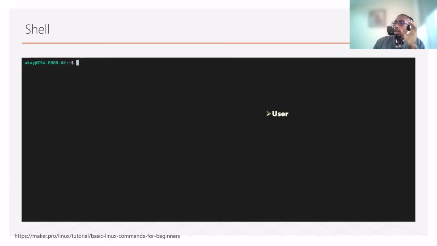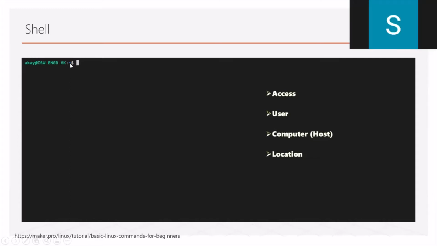On the shell, you'll notice that there is this part, AK at IS engineer -AK. This part is the user. The next part after that is the host. Then after the colon, it's the location you're in. Can someone tell me what this tilde notation means, this tilde before the dollar sign? Home. Yes, it's the home directory.